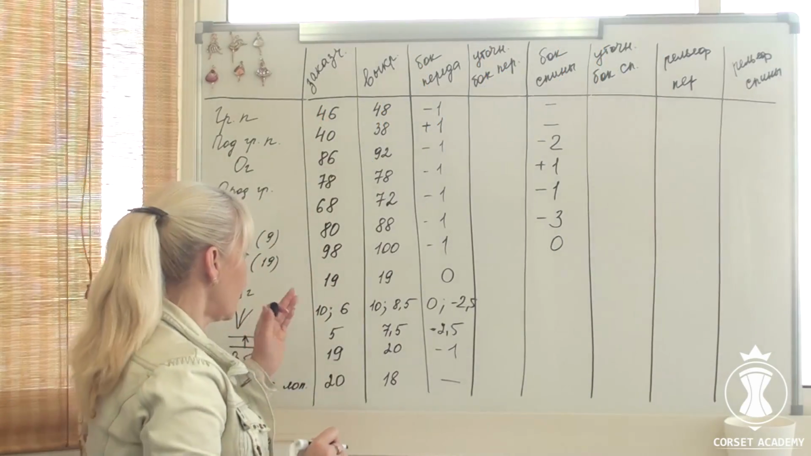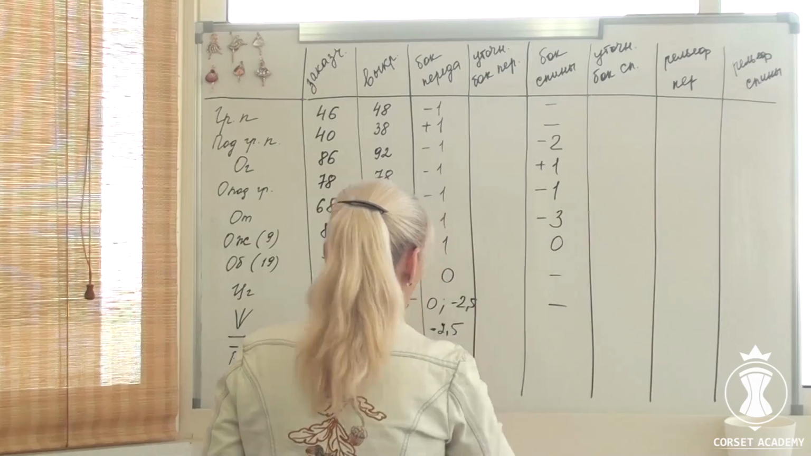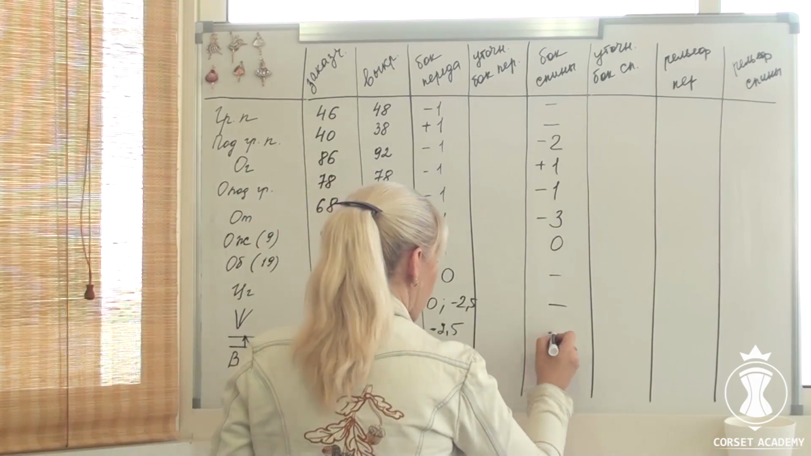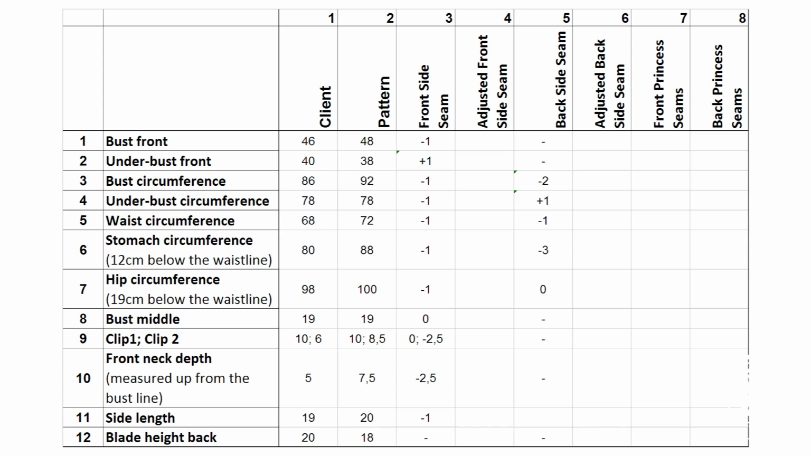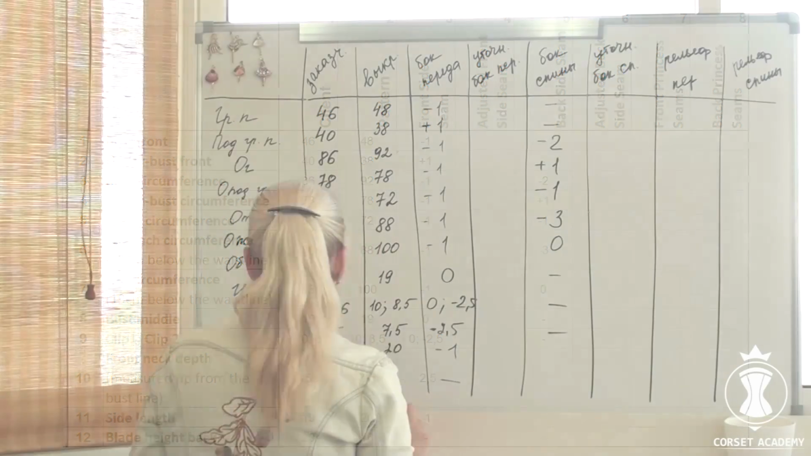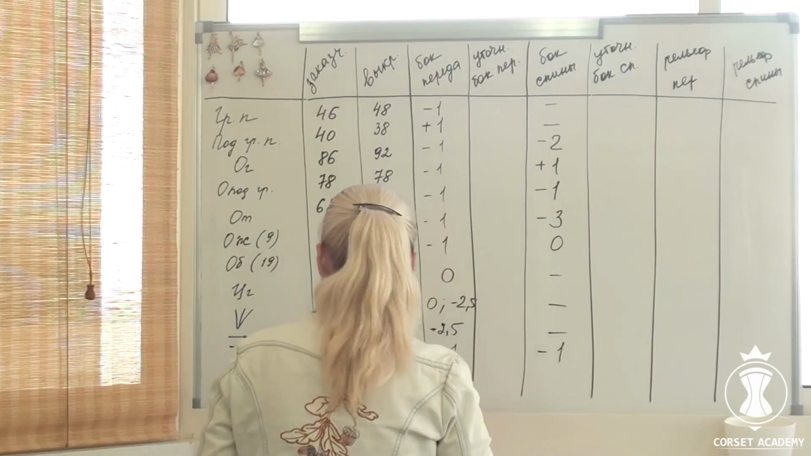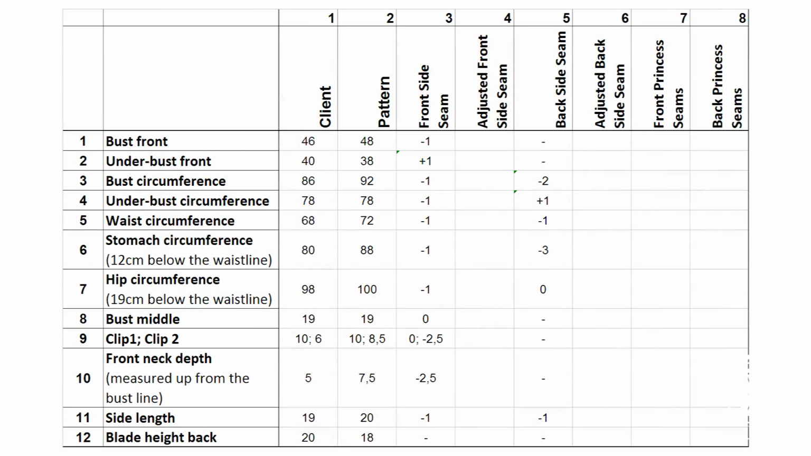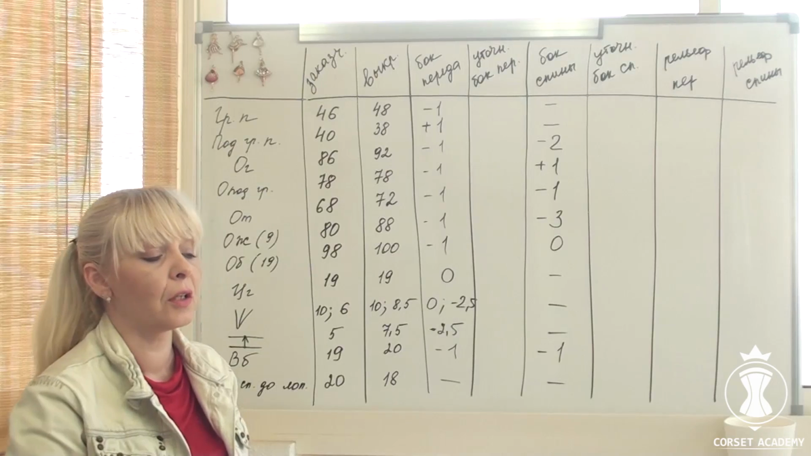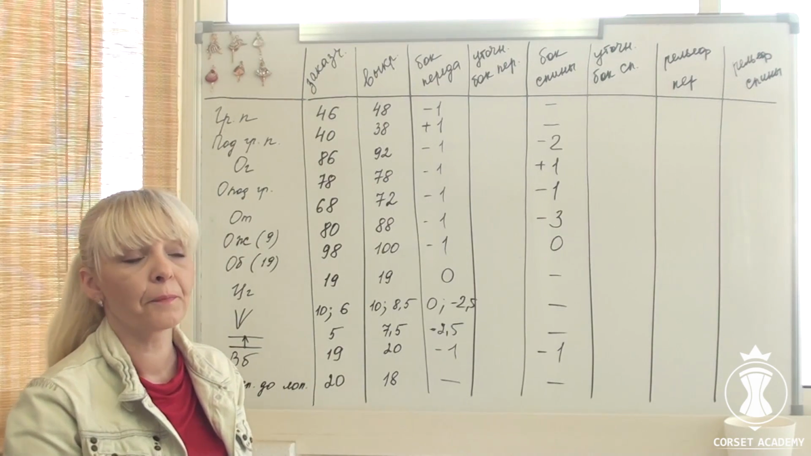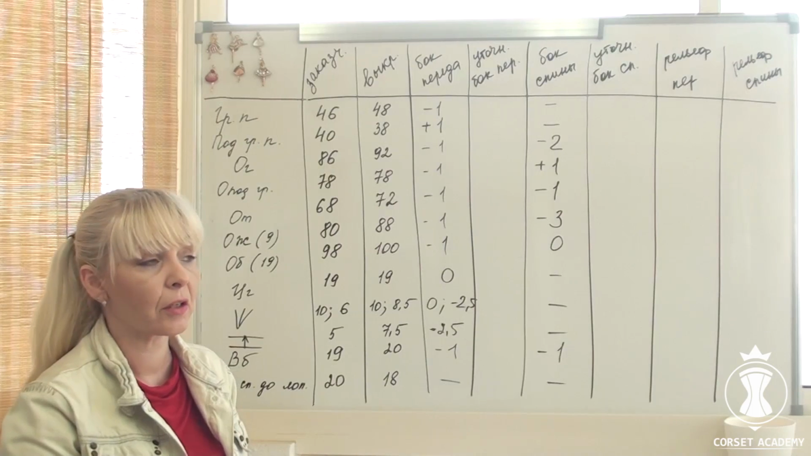Bust middle, clip, front neck depth, and blade height back are not involved in the calculations of the back side seam line. I write dashes in the table. The pre-estimated adjustments to the side length measurement stay the same. I write -1 centimeter in the table. Judging by the values in the side seam back column, the back side seam line resembles a zigzag.